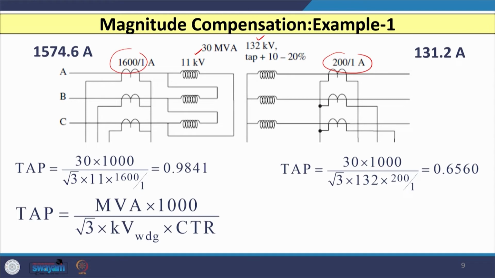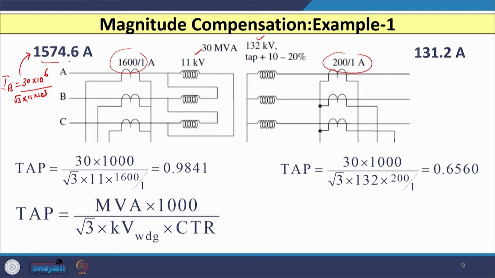For this transformer, if I calculate the full load current on the LV side, then the full load current on the LV side is given by I full load, that is nothing but the MVA rating, that is 30 MVA. So, 30 into 10 raised to 6 divided by root 3 into the voltage rating on the LV side, that is 11 into 10 raised to 3. If you calculate this, you will have the value 1574.6 ampere.